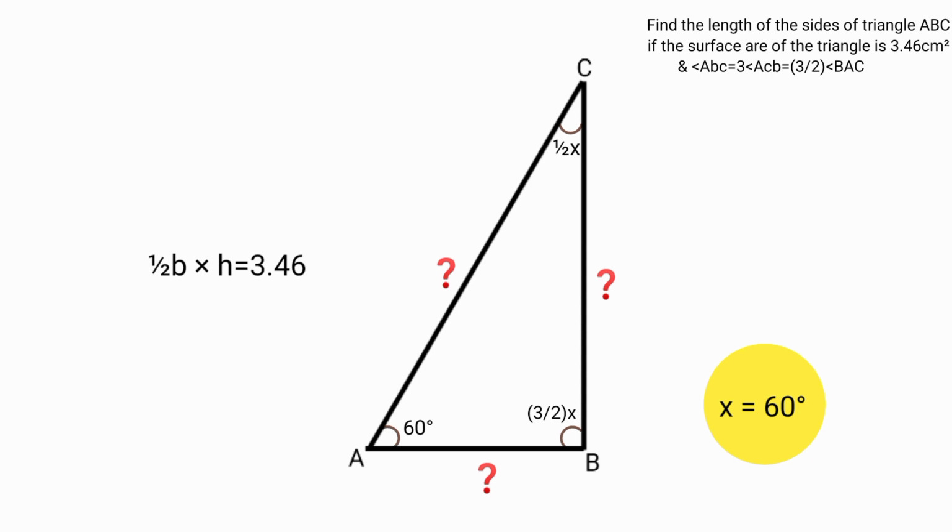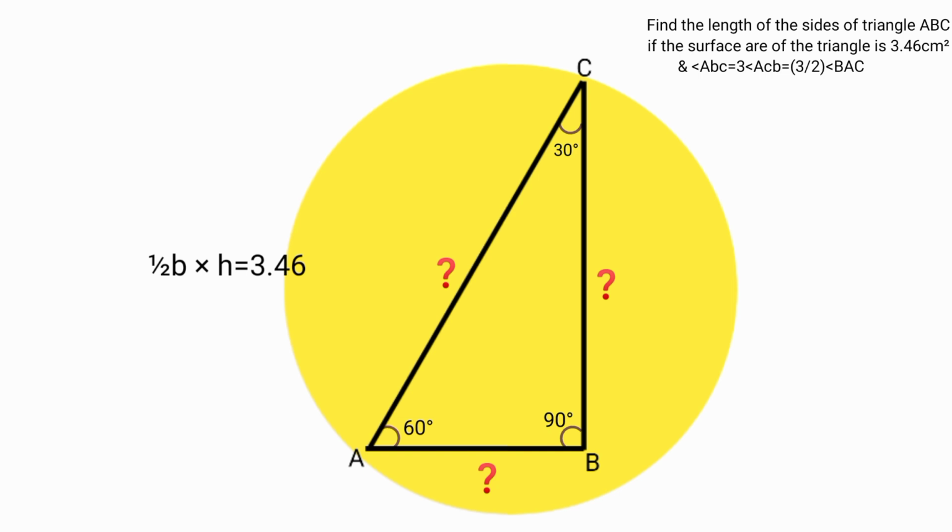Substituting x equals 60 degrees here, 1/2 x is 1/2 times 60 degrees, which is 30 degrees. Here, 3/2 x is 3/2 times 60 degrees, which is 90 degrees. So now we have the angles of the triangle. And from this angle here, 90 degrees, it implies that the triangle is a right angle triangle.